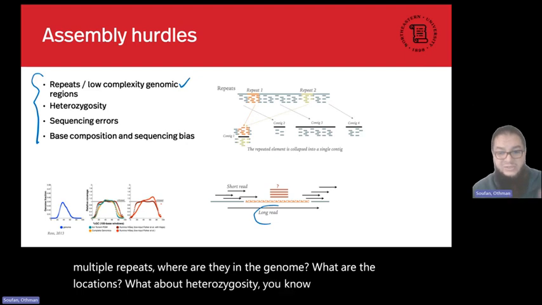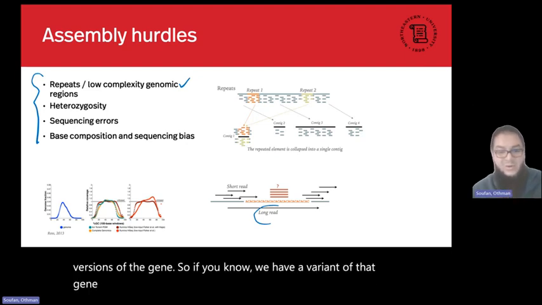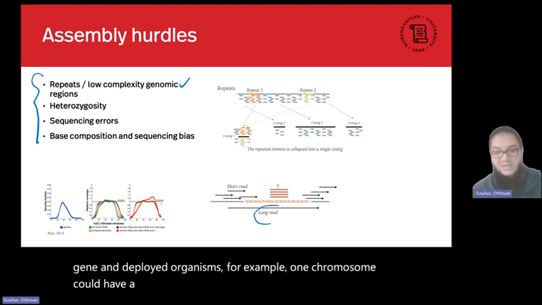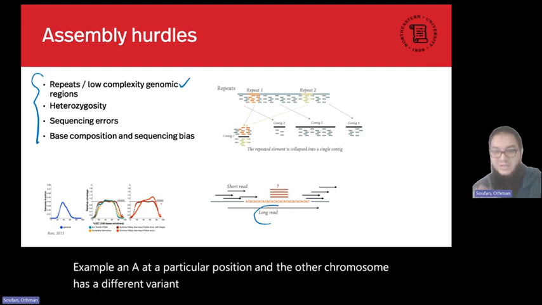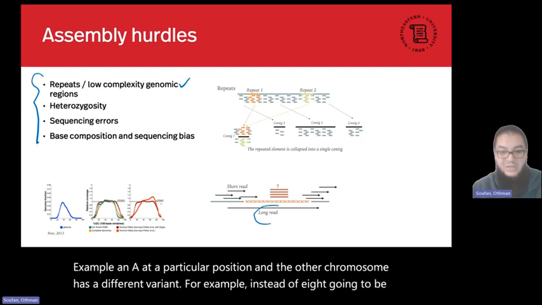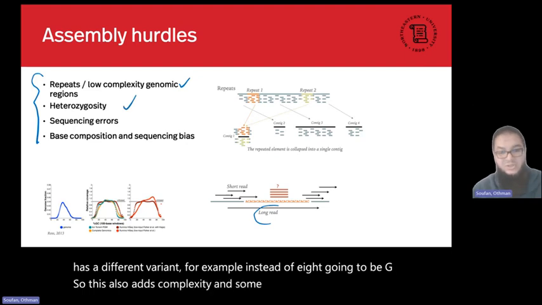Looking at alleles, versions of the gene. If we have a variant of that gene in diploid organisms, for example, one chromosome could have a variant, for example an A at a particular position, and the other chromosome has a different variant. For example, instead of A, it's going to be G. So this also adds complexity and some hurdles for doing the genome assembly.